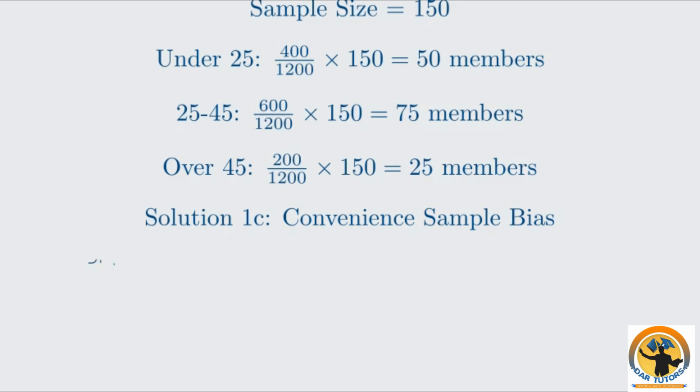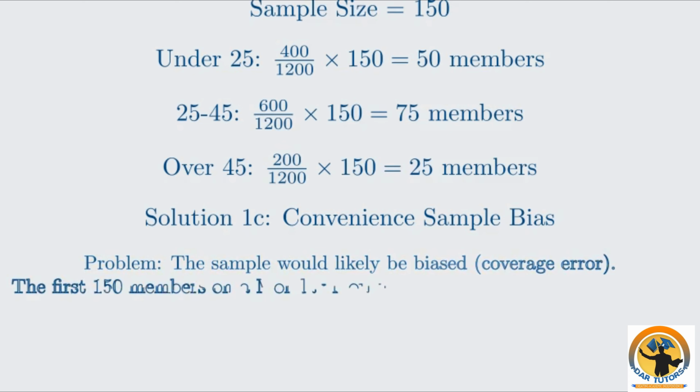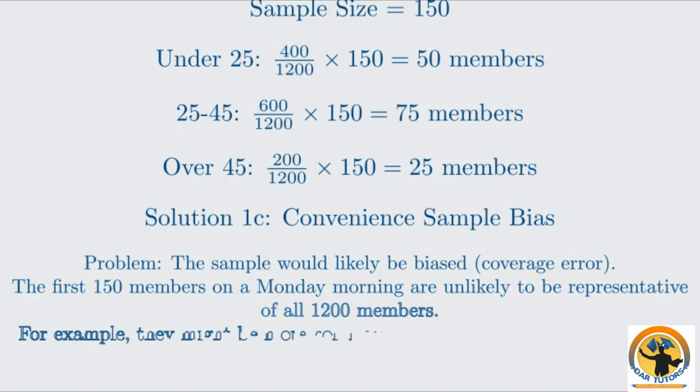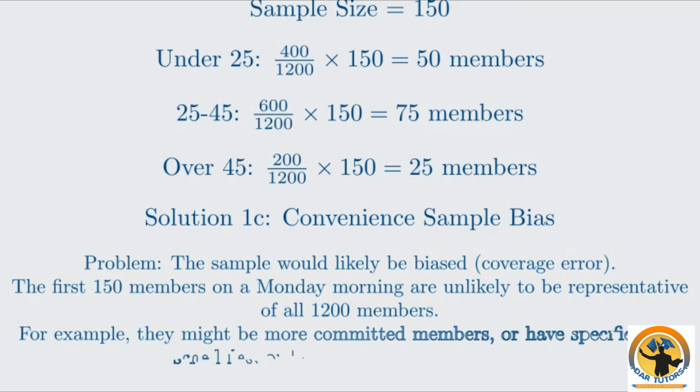Part C asks about a convenience sample. If the manager samples the first 150 members on a Monday morning, this will be biased. The early morning gym goers are likely to be more dedicated and have specific work schedules, which may not be representative of all gym members. Let's move on to practice question number 2.